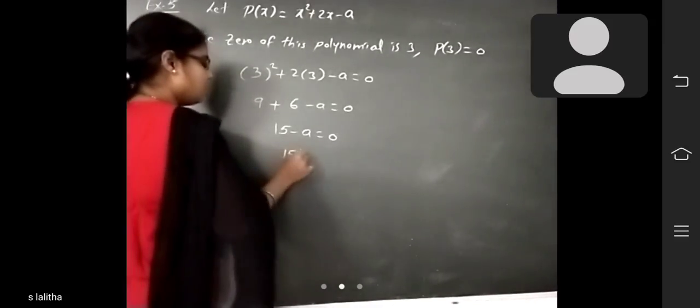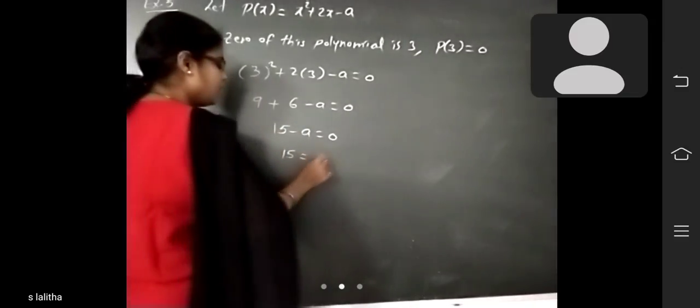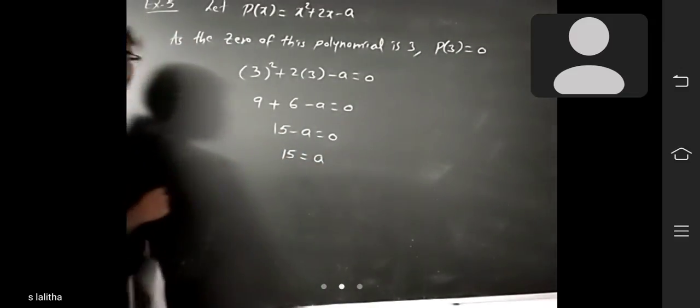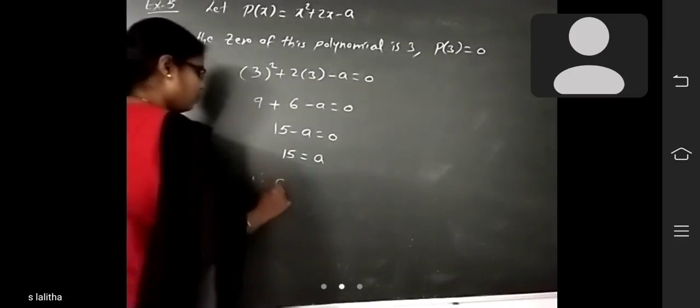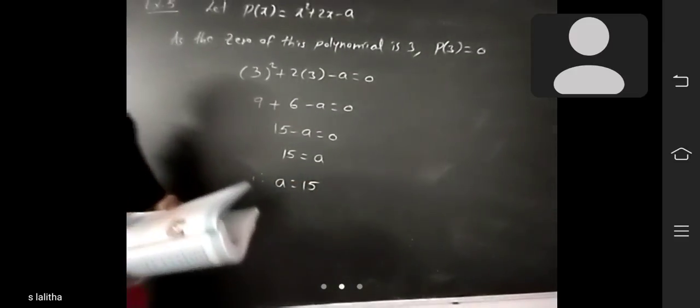Okay. 15 equal to, here minus a is transposed to the right hand side. What will become? Plus a. So what is the value of a? 15. Therefore, a is equal to 15. Okay, children, like that you have to find it.